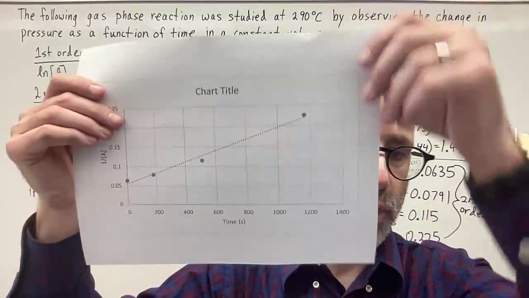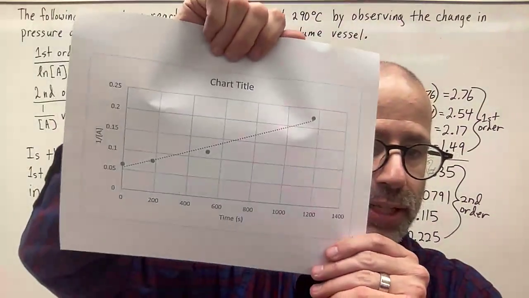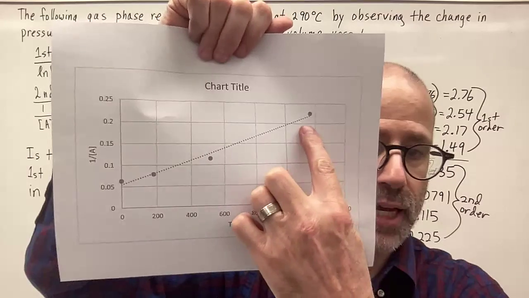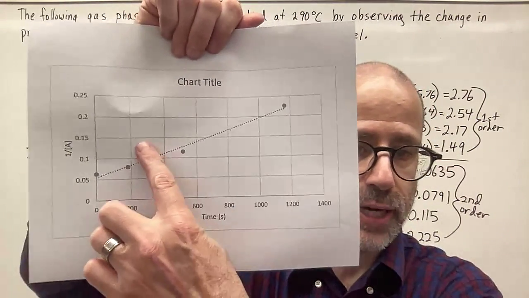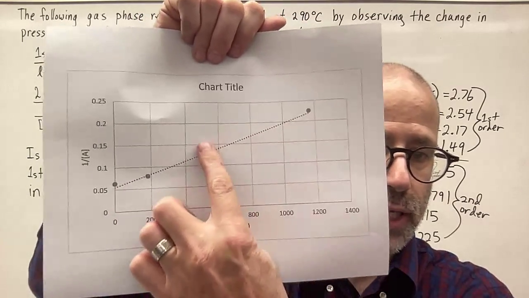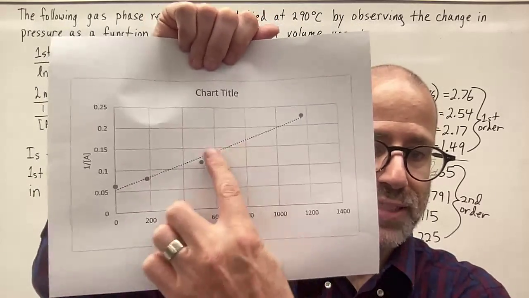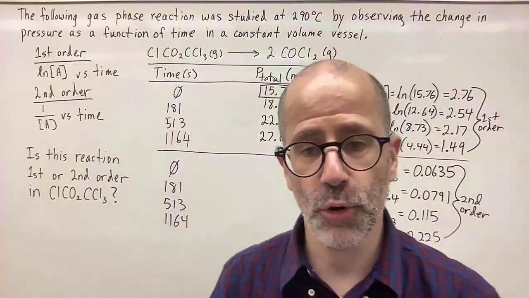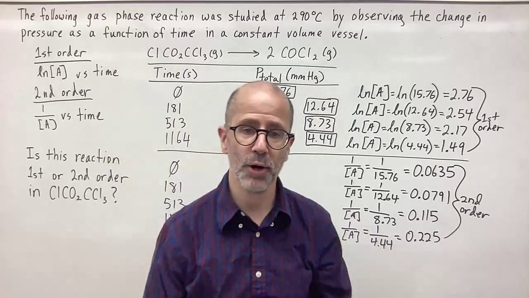And what you notice right away is, look at the data points and the trend line, right? Here you've got the data points, but look at the trend line. The trend line doesn't go through the data points. The trend line isn't really going through all the data points. So this indicates that this is not second order. So that is how you would figure this problem out.